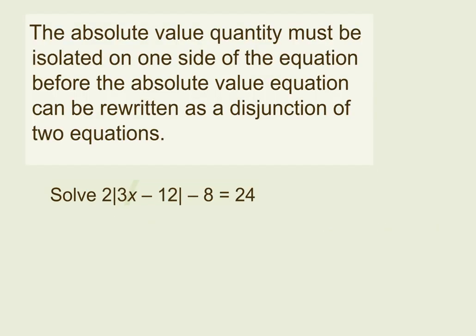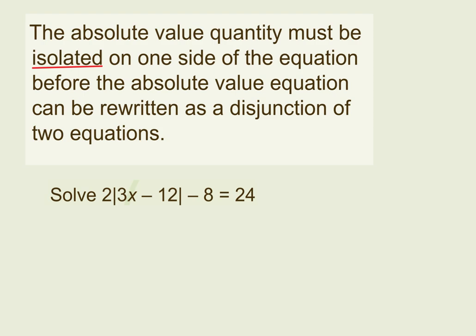So the absolute value quantity has to be completely isolated before you do this step. You cannot go ahead and solve it with two different things unless it is isolated on one side of the equation. And then you're going to rewrite it as a disjunction of two equations.